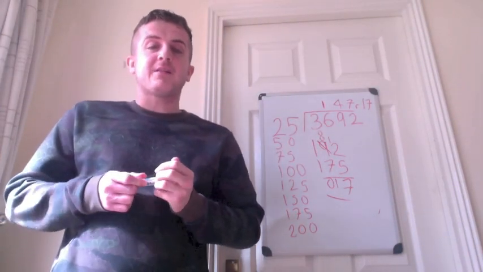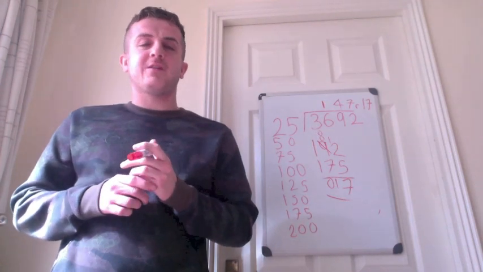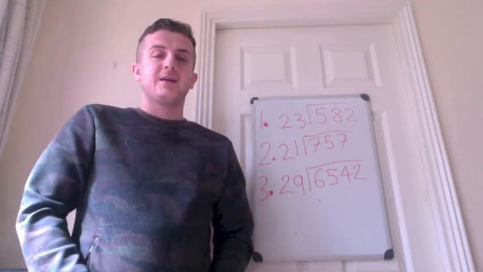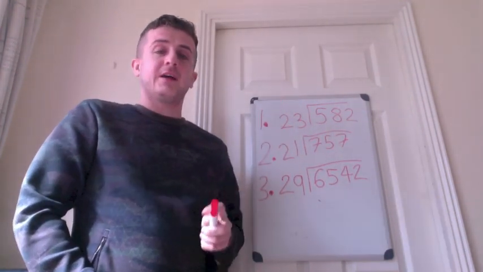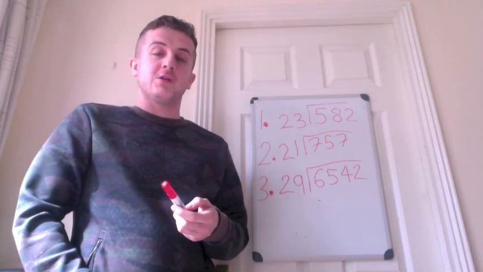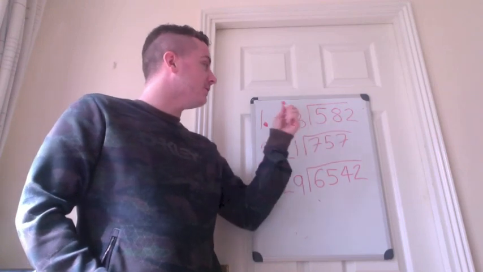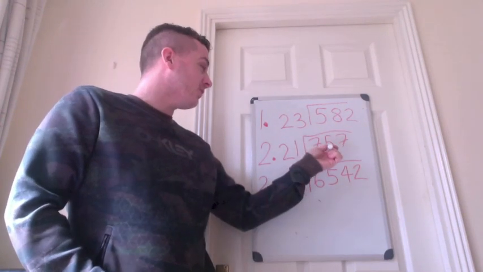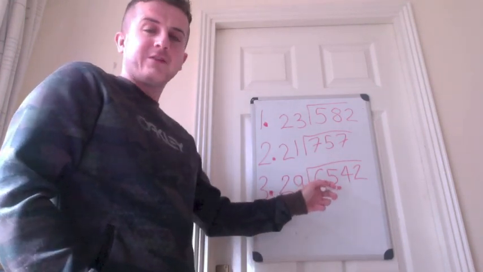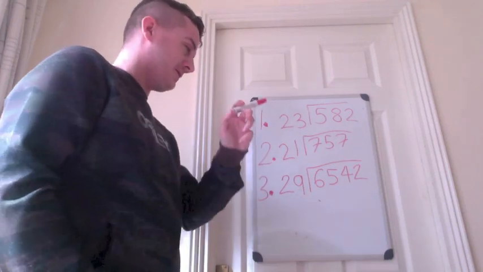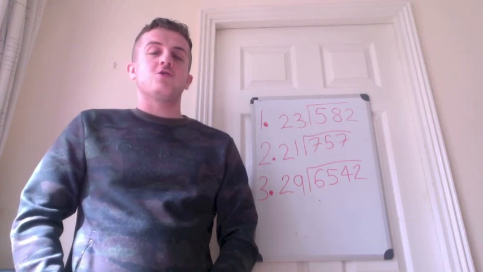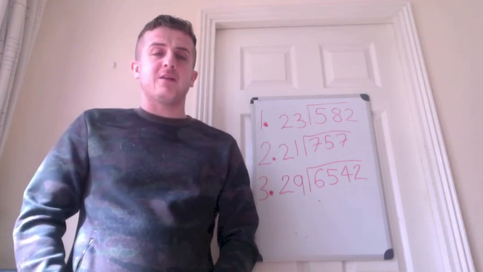If you give me a minute, I will come up with 3 questions for you to answer independently and get back to me on Class Dojo. Here are your 3 questions that I would like you to answer on your paper, in your books, and send me the responses to. We've got 582 divided by 23, 757 divided by 21, and 6,542 divided by 29. Where you can, convert the remainder into a decimal, because you already know how to do that from a previous video.